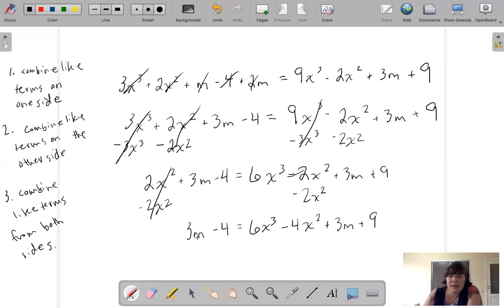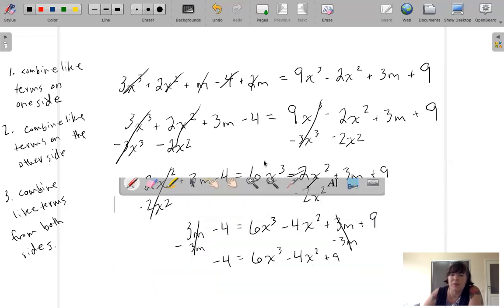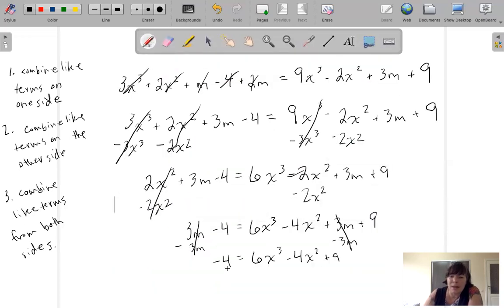Now I've got 3m over here. How do I get rid of it? I subtract 3m. If I do it here, I have to do it here. So now I've got negative 4 equals 6x cubed minus 4x squared. Well, 3 minus 3 is 0 plus 9. I have to move this out of the way. Now I'm almost there. I'm almost there.